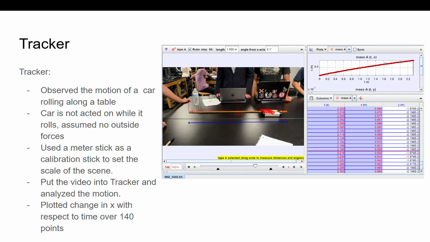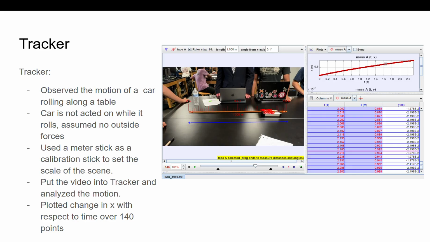So what we did was we recorded a video of a ping pong ball. I'm sorry, not a ping pong ball. The car rolling at a constant speed in a straight line. I imported the video into the tracker and tracked the ball's position. I mean the car's position, frame by frame, at set periods.